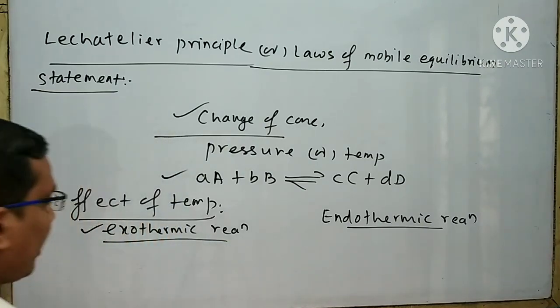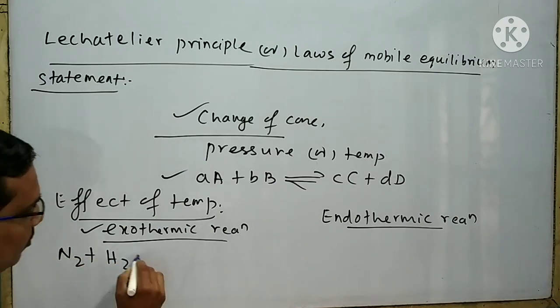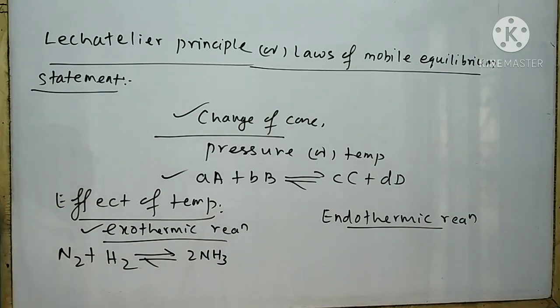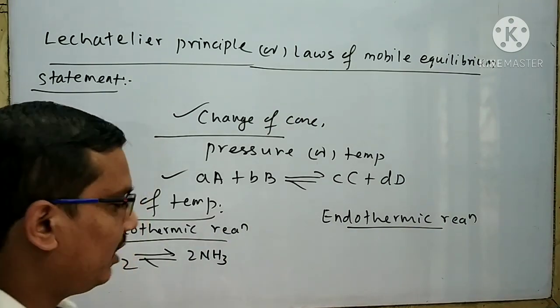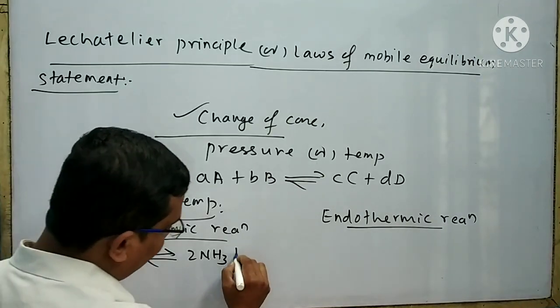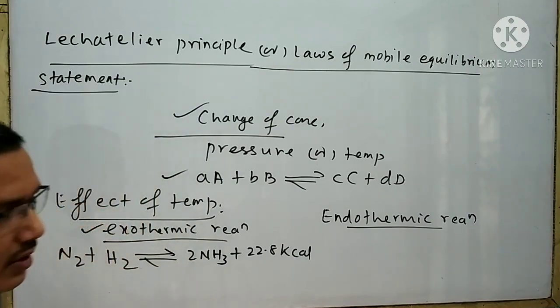Let us take an exothermic reaction. N2 plus H2 gives 2NH3. Here the amount of heat released is 22.8 kilocalorie. So here I can write plus 22.8 kilocalorie.